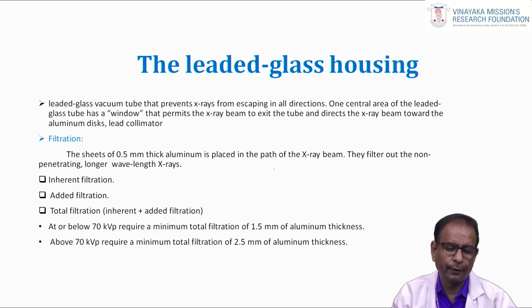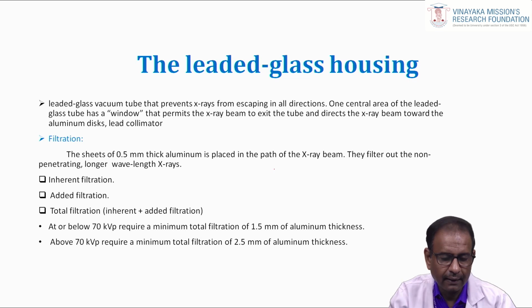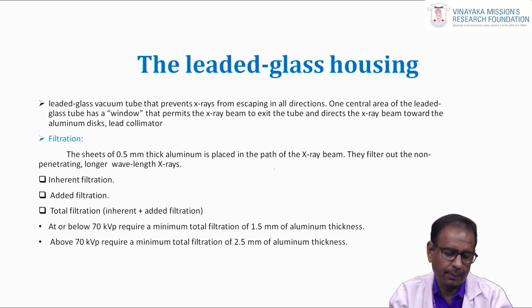Before we go into that, we need to know about the X-rays. The exiting X-ray contains two types of X-rays: high energy radiation and low energy radiation. We need only the high energy radiation to produce the image. We don't need the low energy X-rays. So we need to filter out the low energy X-rays by using the filtration mechanism.